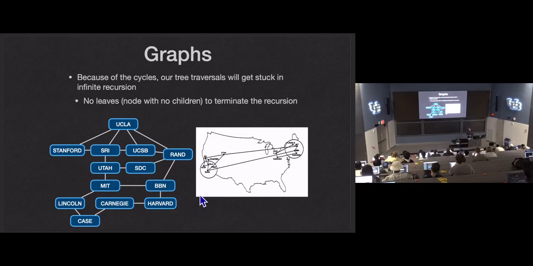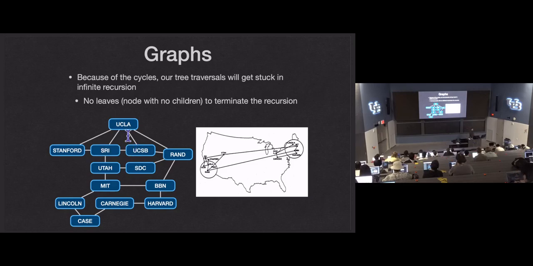Our tree traversals, which were our big algorithms for trees, the post-order, pre-order, and in-order traversals, don't work on graphs. Say we did run one of our traversals. We start at UCLA. UCLA is going to make 4 recursive calls. The Stanford recursive call is going to make an SRI recursive call, which already has a call on the stack for it. SRI, depending on how we implement it, might make a recursive call to Stanford or UCLA or UCSB, all of which already have frames on the stack.